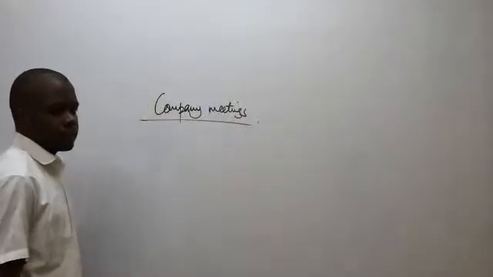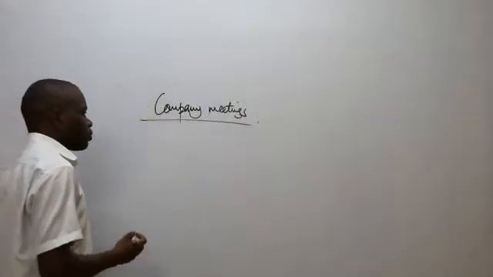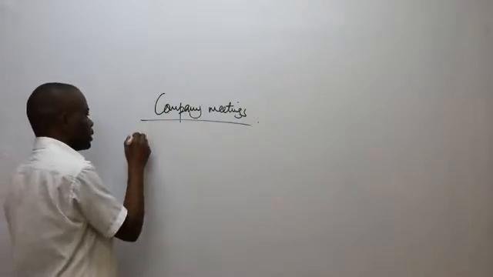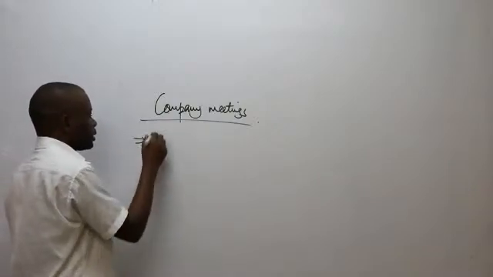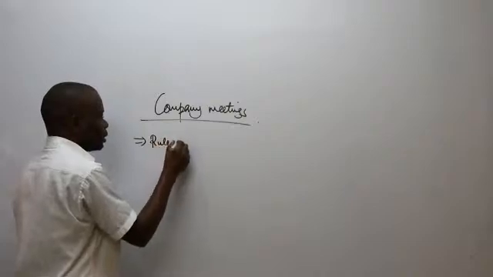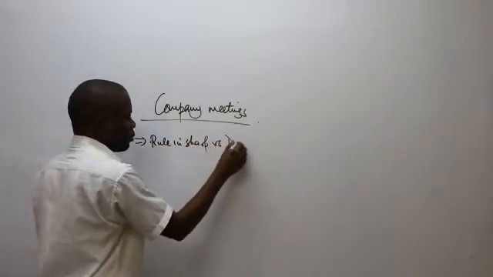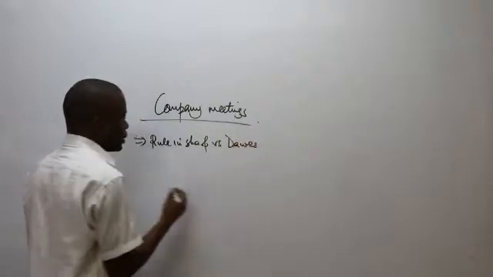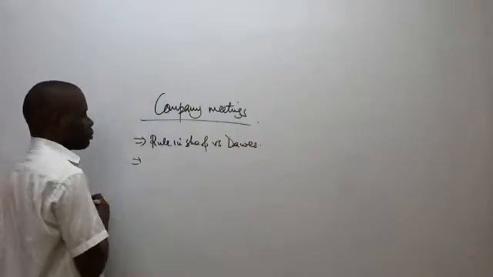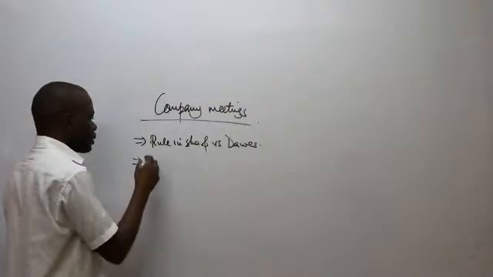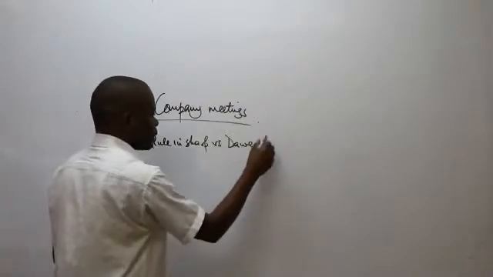Company meetings. What you're supposed to be able to understand under this particular topic is the rule in Sharp versus Dawes. You're supposed also to be able to understand its exceptions.